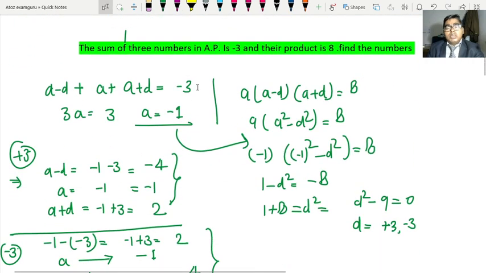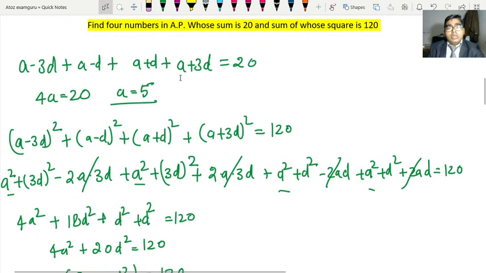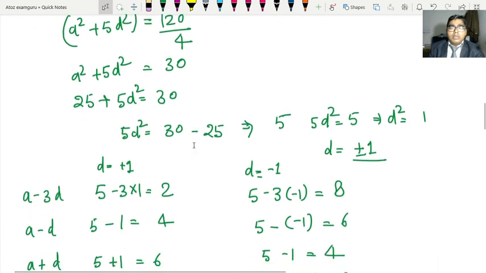In this question, it is said that the sum of three numbers in AP is minus 3 and their product is 8. Find the numbers. Similarly, we make the equation and find the value of the first term and the common difference, and by putting suitable values in the assumed terms, we get the numbers. Similarly, this is for four terms. We assume the standard terms a minus 3d, a minus d, a plus d, a plus 3d. We write the equations as given in the question and solve them. Then we find the values of the terms required for the series.